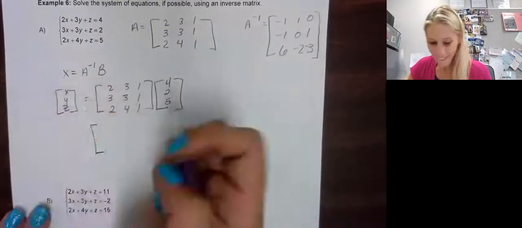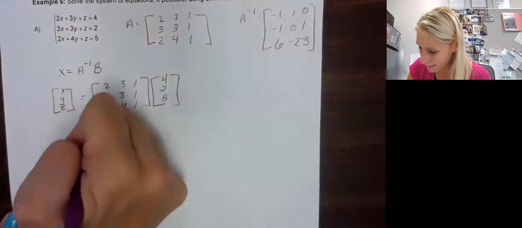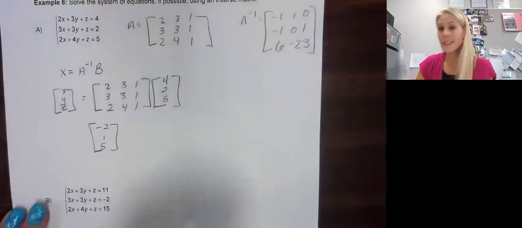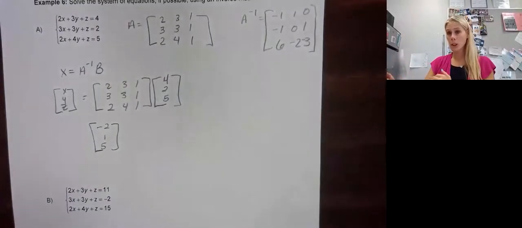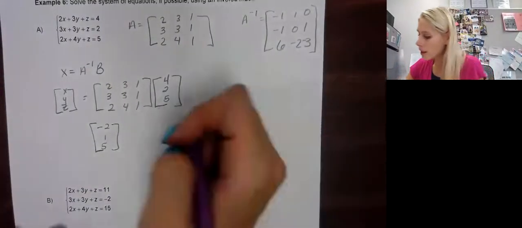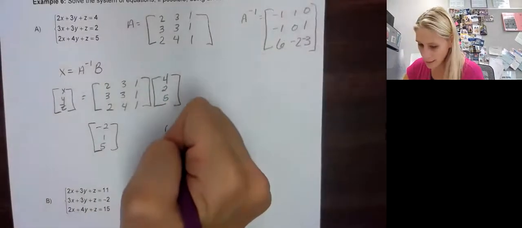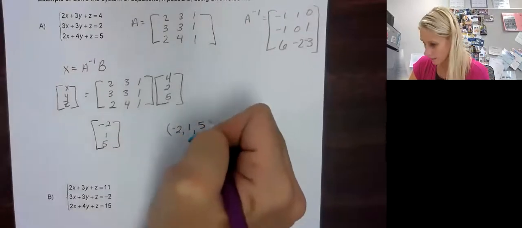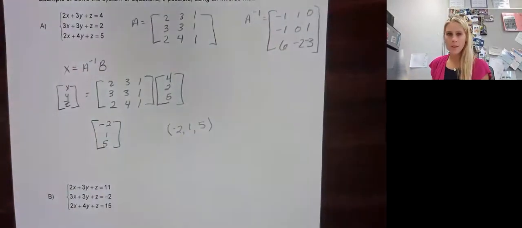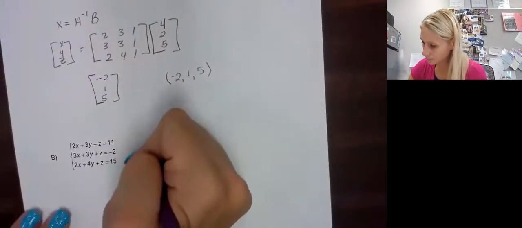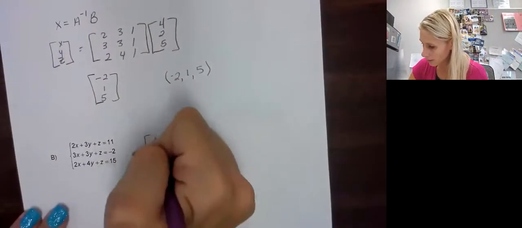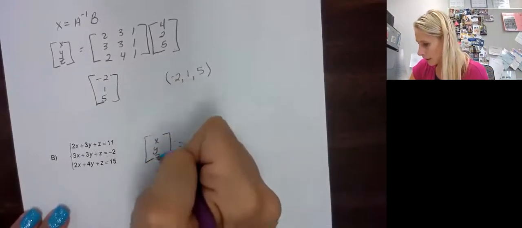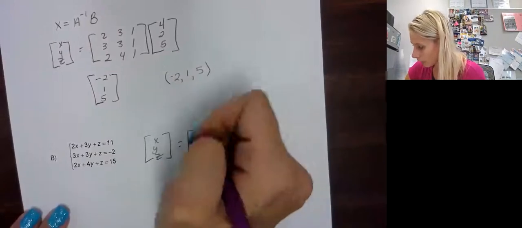Okay? So when I do the multiplication, what happens is we get -2, 1, and 5. Well, what does that mean? And sometimes, depending on the question, they want you to write it in a coordinate pair. So the solution to this is -2, 1, 5. And then we can do the same thing down below. We know that we have our variable matrix equals our inverse matrix.